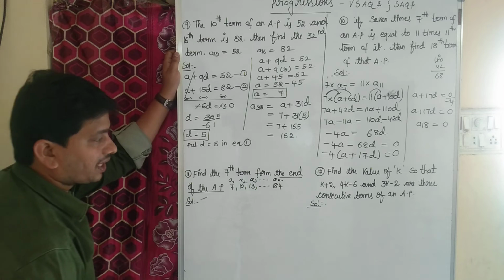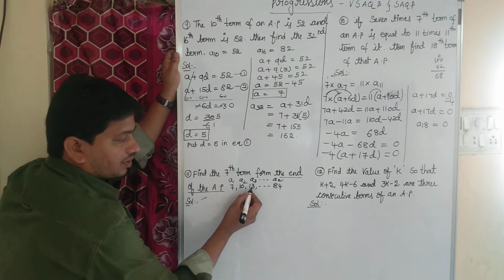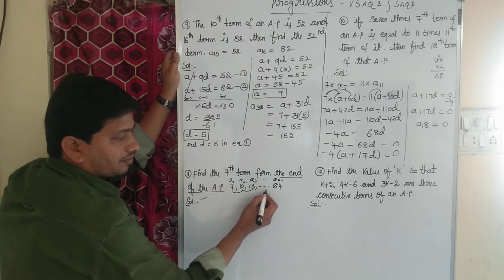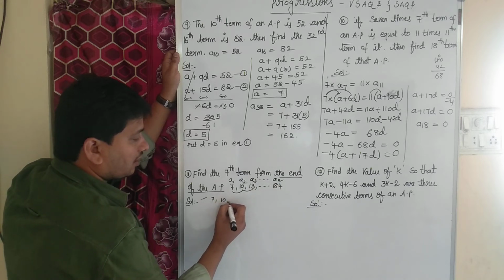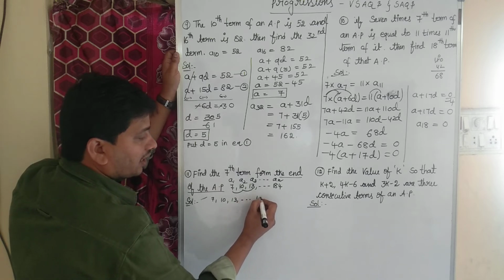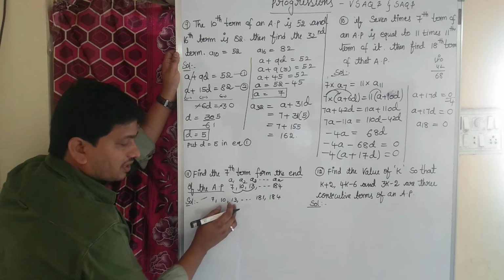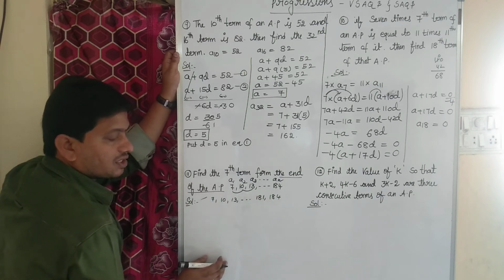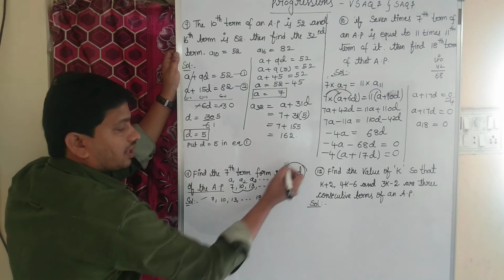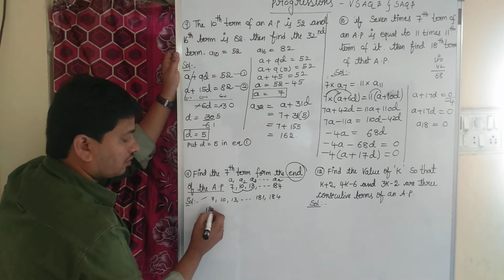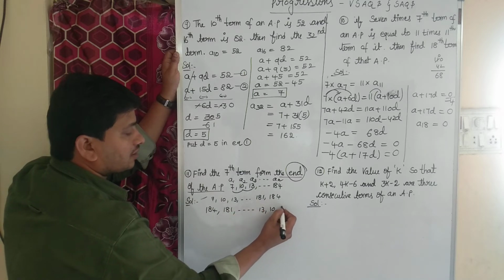No need of confusing, because they are asking from the end of the AP. Here the common difference is 10 minus 7, 3. 13 minus 10, 3. Right. So if I write 7, 10, 13 and so on, here I will get 181 and then 184, because the common difference is 3: 184 minus 181 gives 3. Now because they are asking from the end of the AP, first let me write 184 and then 181 and then 13, 10, 7.